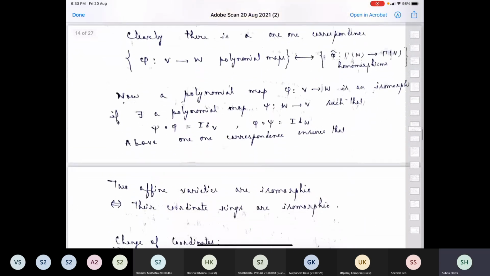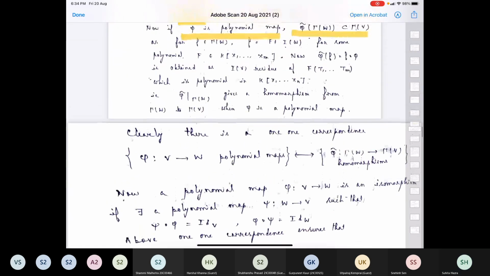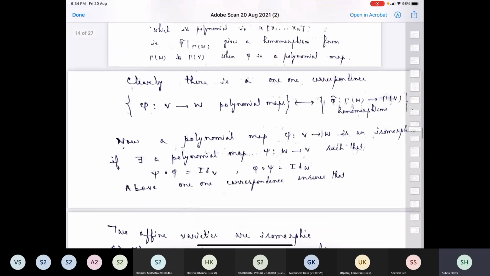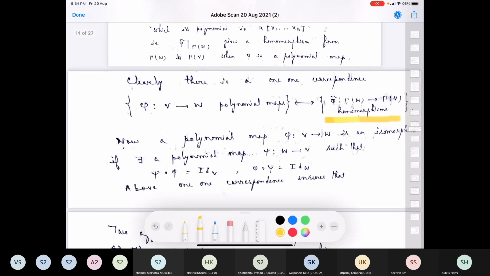So now there is a one-one correspondence between a polynomial map phi: V to W, and phi tilde: gamma W to gamma V, homomorphisms. This is the restriction of phi tilde to gamma W. This phi tilde is actually a restriction map of the above phi tilde, and this restriction we call again phi tilde. So it gives a homomorphism from gamma W to gamma V, that is, coordinate rings of W to coordinate rings of V.